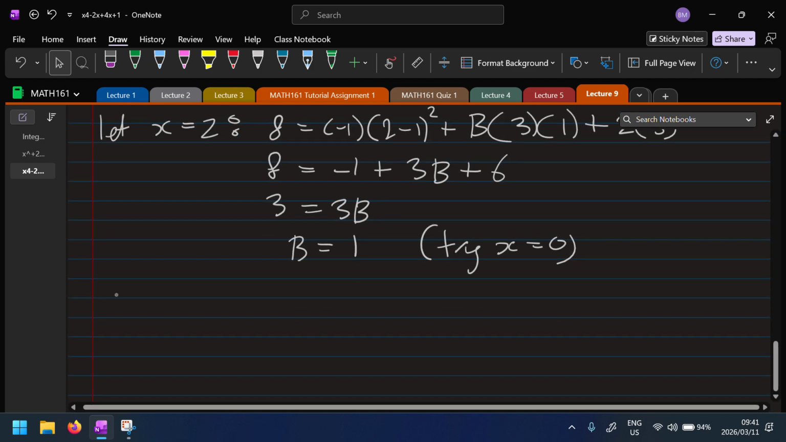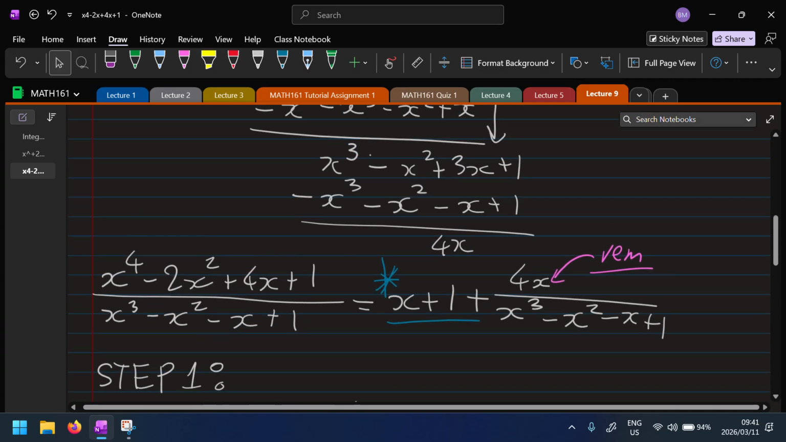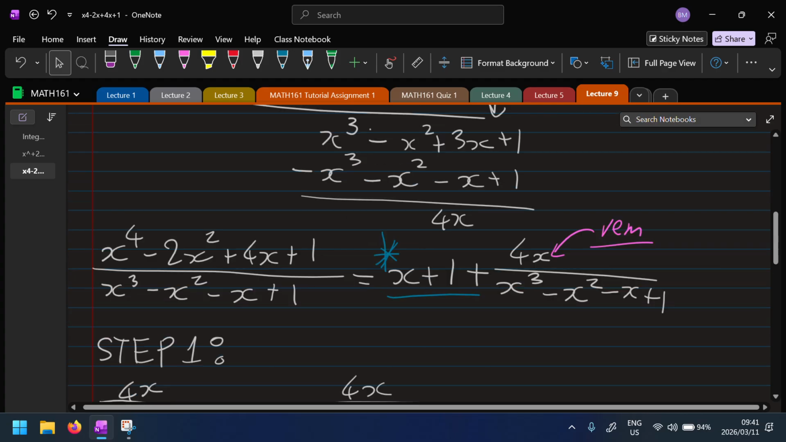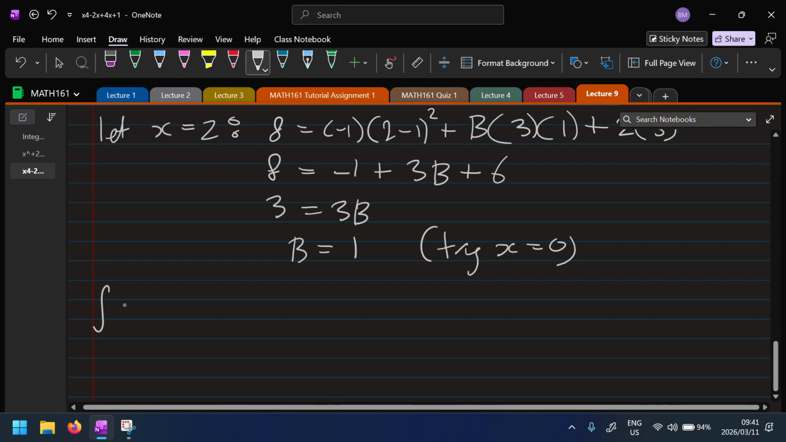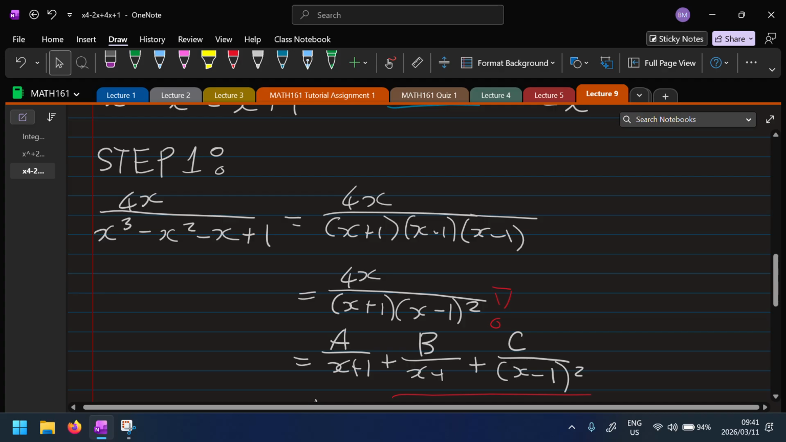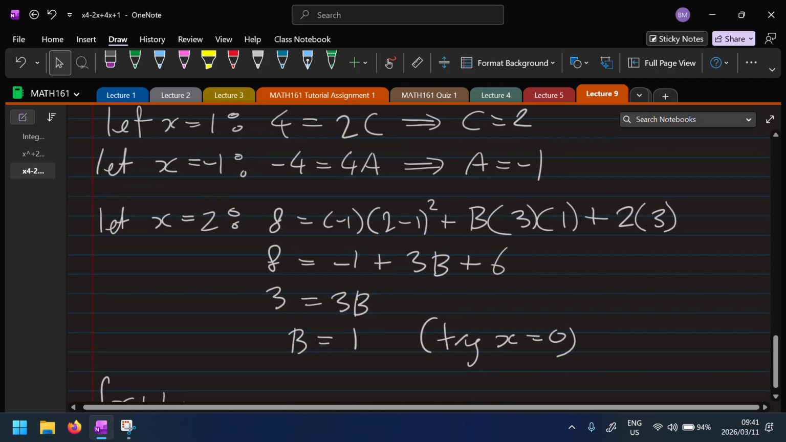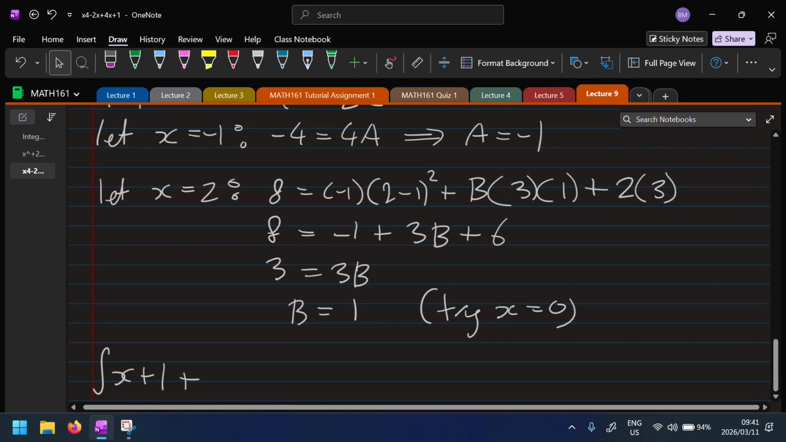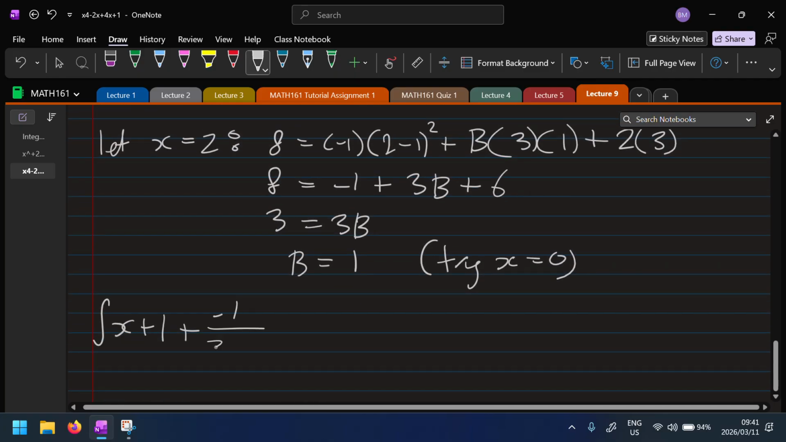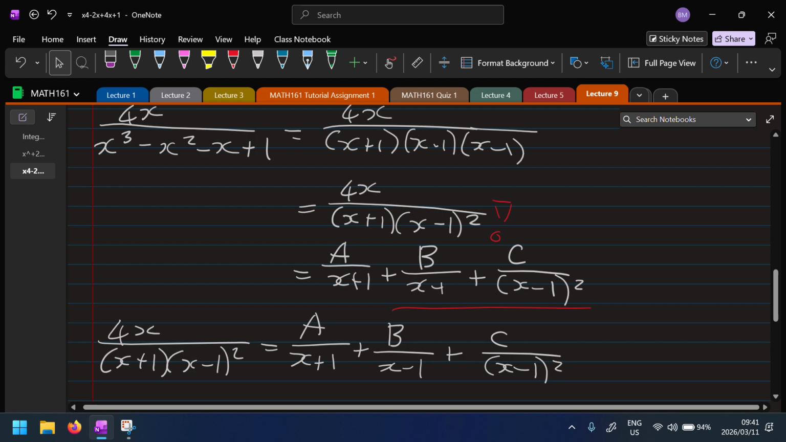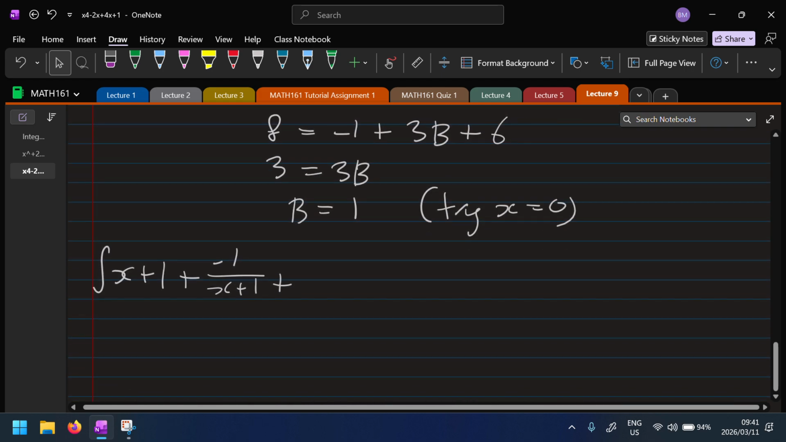So we're going to have the integral of all of this. So we can put the x plus 1 back. So x plus 1 plus, and then the decomposition. So that was the fraction parts after x plus 1. So it will be A over x plus 1. And we said A was minus 1. Plus, then we said B over x minus 1. And B is 1.